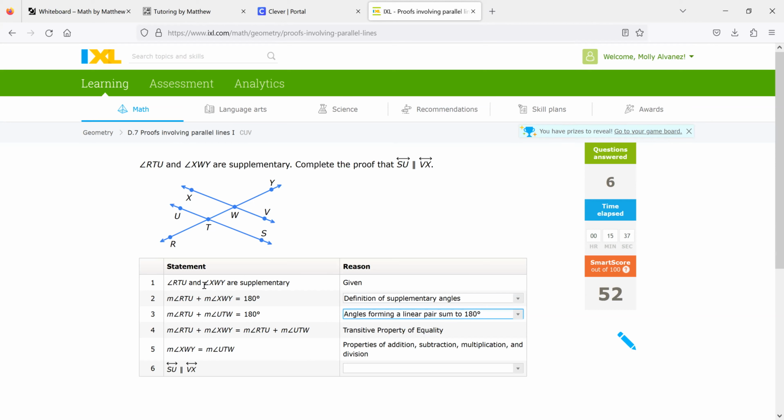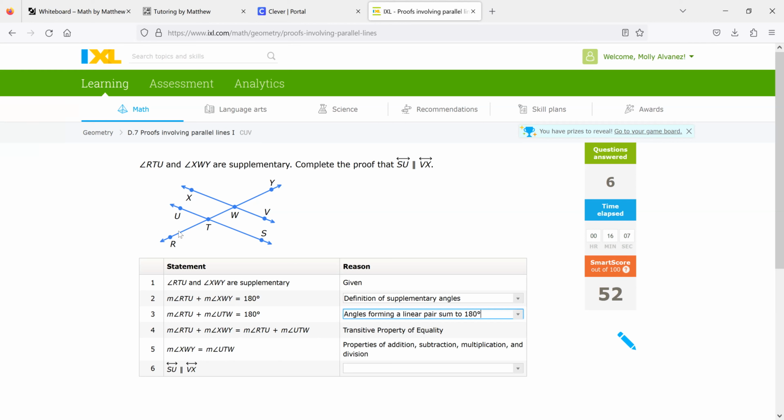So the first one comes from the given, the fact that they're supplementary. The second one is, hey, they're both on the line, so they sum to 180, right? And then they say RTU plus WXY must equal the other one, WXY. So they rewrite the two letters again, and then you can see they subtract out the RTU from both sides. So these two angles are congruent.